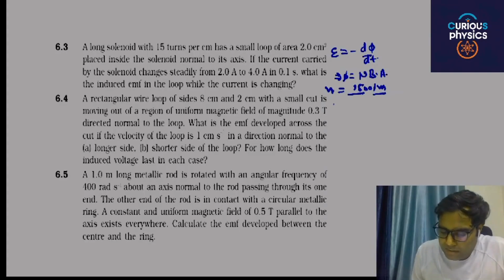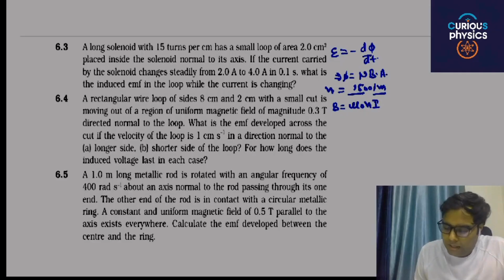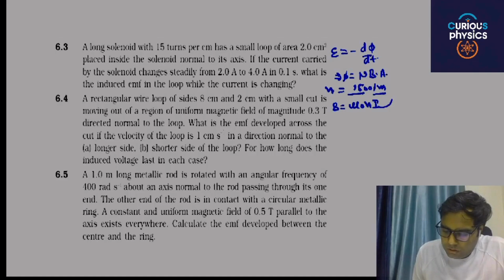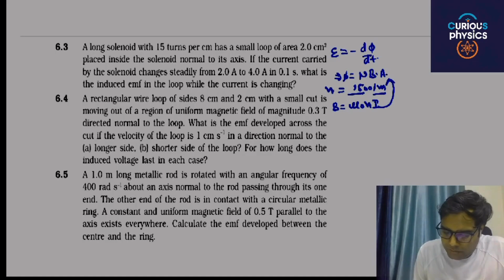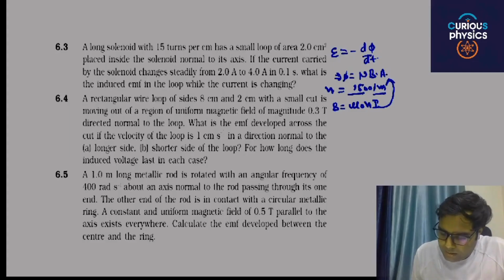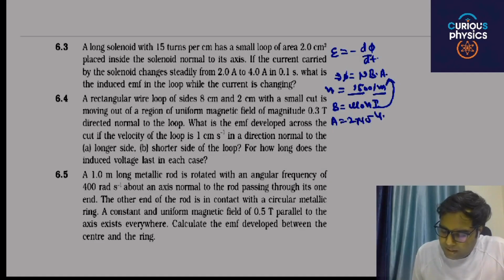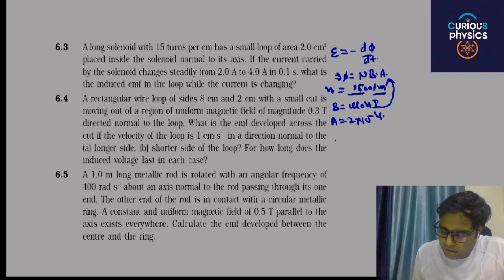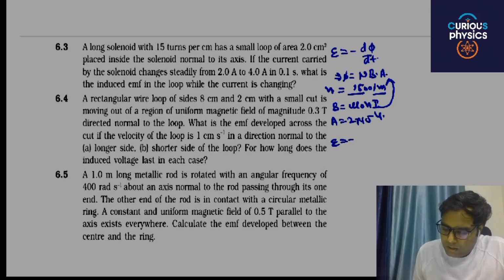In a solenoid, the magnetic field is B equal to mu n I. You can directly put this value. The magnetic field is mu n into I, and the area is also given, 2 into 10 raised to power minus 4. Directly put this value and you will get the induced EMF.